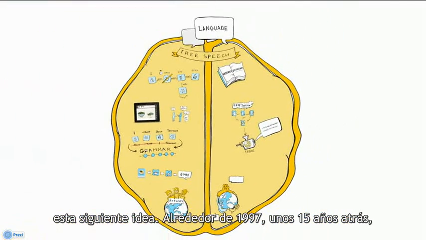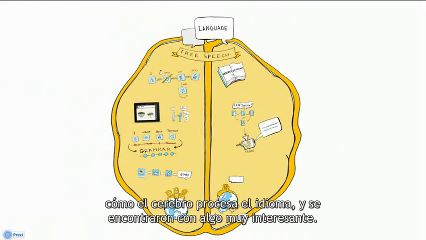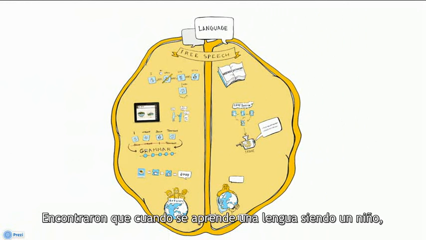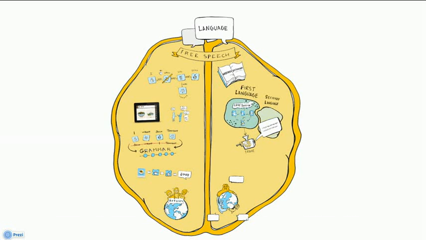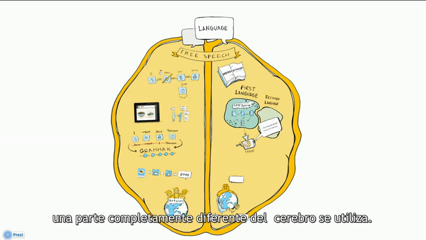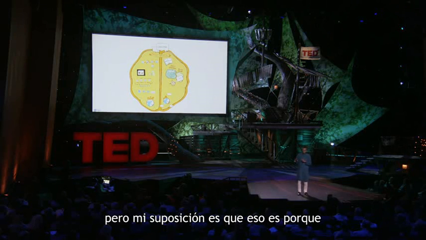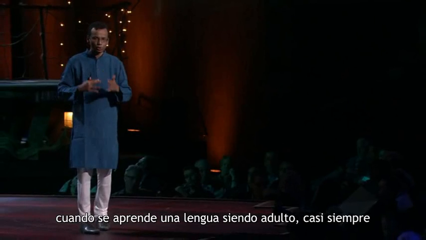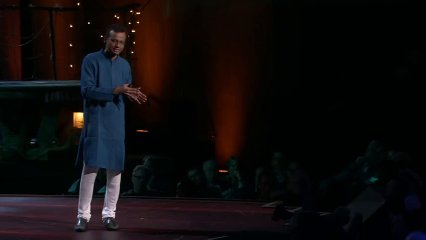In about 1997, about 15 years back, there were a group of scientists that were trying to understand how the brain processes language. And they found something very interesting. They found that when you learn a language as a child, as a 2-year-old, you learn it with a certain part of your brain. And when you learn a language as an adult, for example, if I wanted to learn Japanese right now, a completely different part of my brain is used. Now, I don't know why that's the case, but my guess is that that's because when you learn a language as an adult, you almost invariably learn it through your native language or through your first language, right?